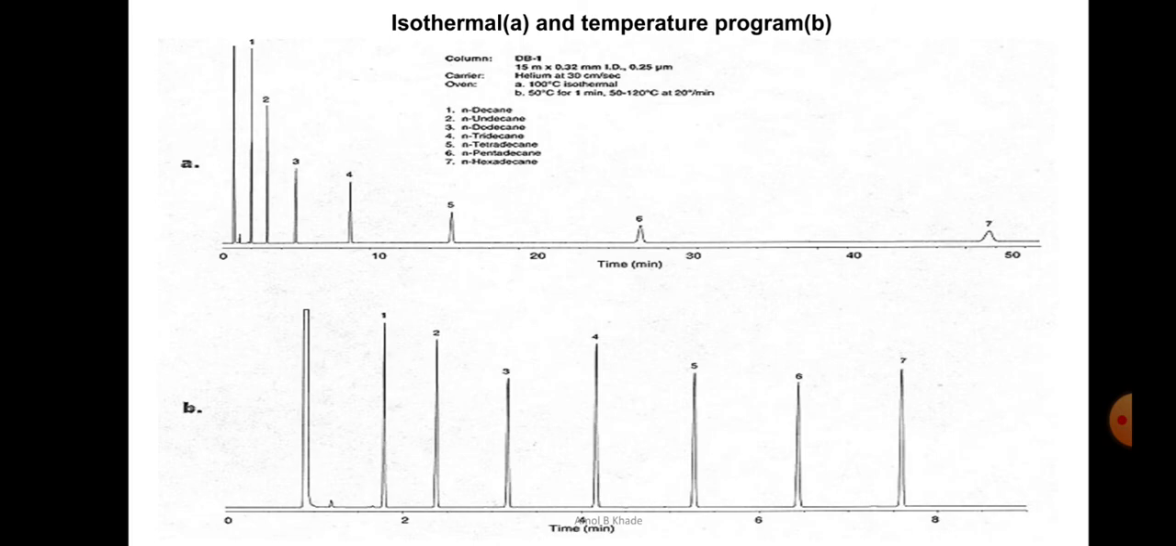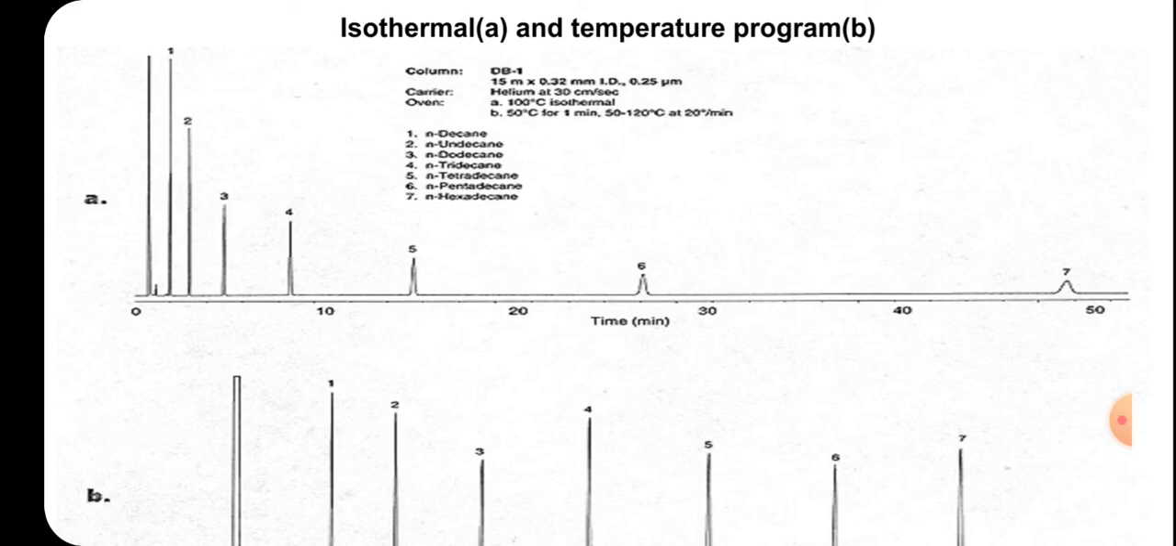As we have a number of components in a particular sample which have different volatility, there are two possibilities. In one possibility, we start at one particular temperature and end the experiment at the same temperature. Throughout the experiment, unless and until all the components are eluted, we maintain the same temperature for the column. That's why it is called iso, meaning similar. So that is called isothermal elution. Isothermal elution means we are maintaining the temperature constant.